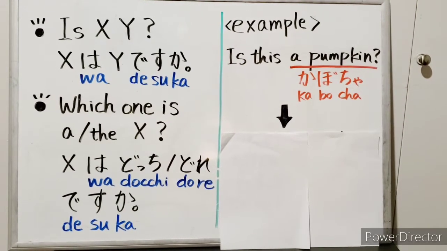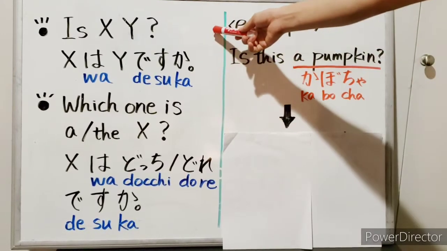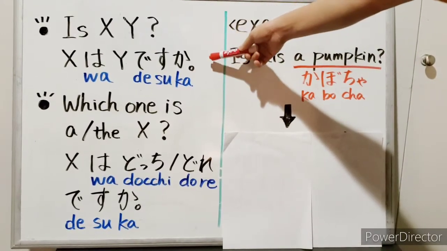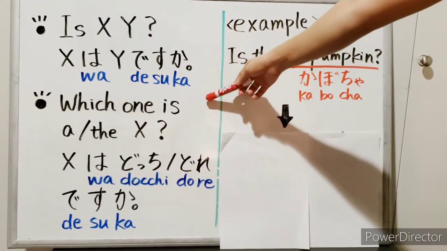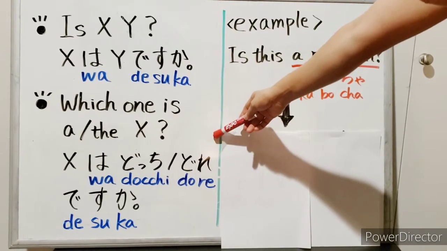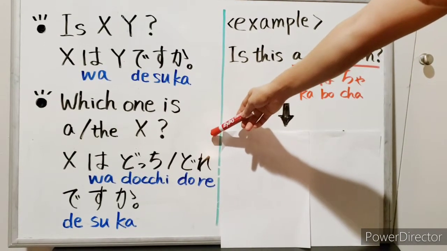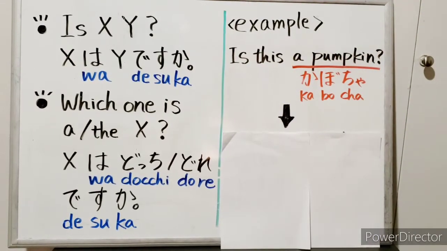Did you review the important structures? Is X Y? XはYですか? And which one is X? Xはどっち? Or どれですか? Let's check them together.